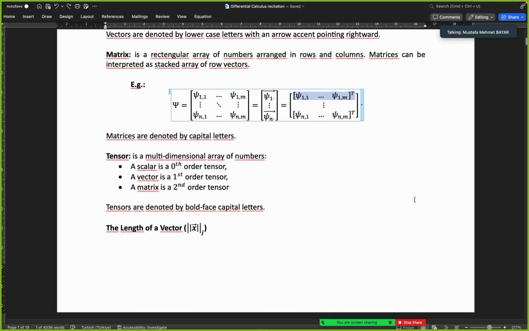And lastly, we named tensors. Tensors are the generalization of the linear algebra objects. The scalar, the vector, and the matrix are tensors actually. A scalar is a zeroth order tensor. A vector is a first order tensor, and a matrix is a second order tensor. So it is just about high dimensional data storage.